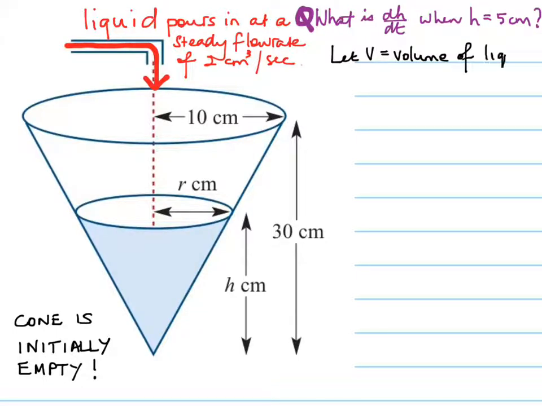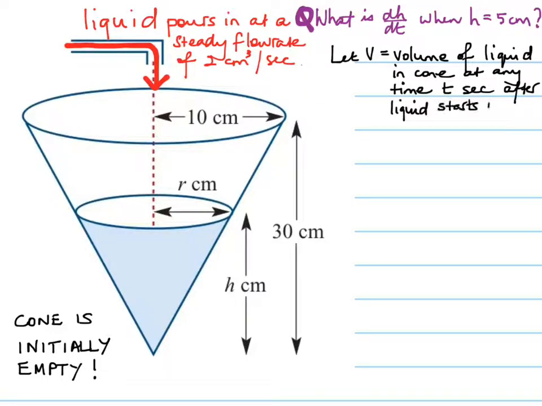Now, I'm going to define the term here: let V equal the volume of liquid in the cone at any time t seconds after the liquid starts pouring in, and that would be in cubic centimetres. So I've defined my terms now because we weren't given any pronumerals in this question as such. So now I feel happy. At least we have R and H defined, but not V.